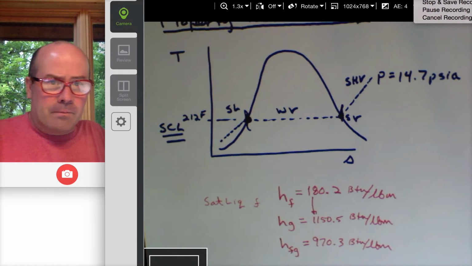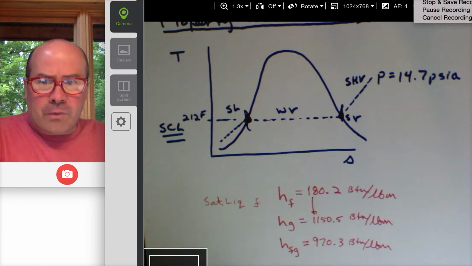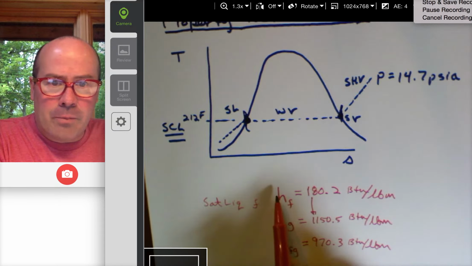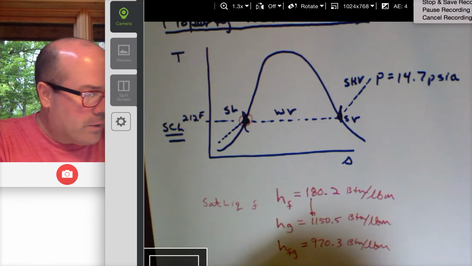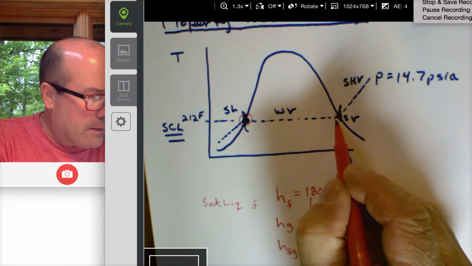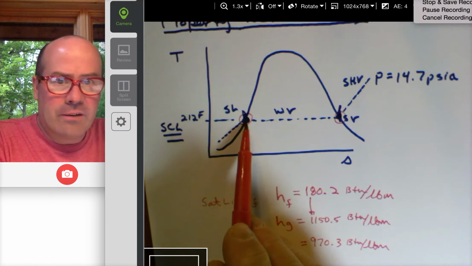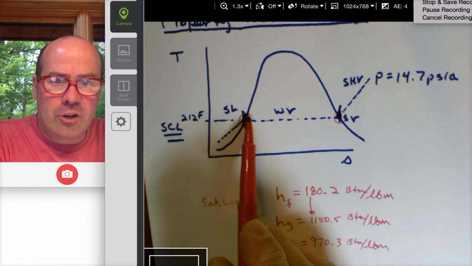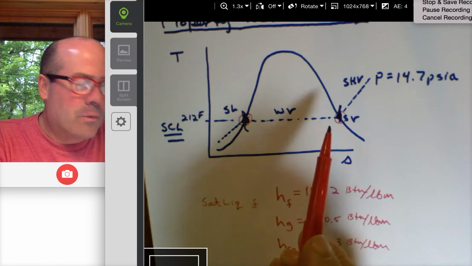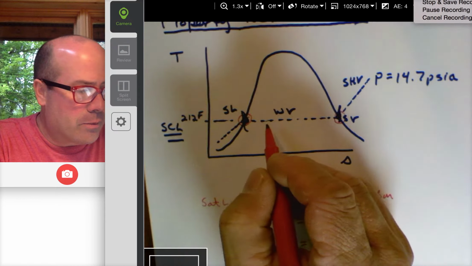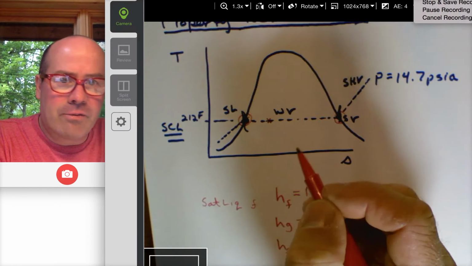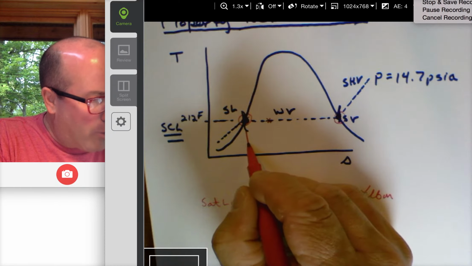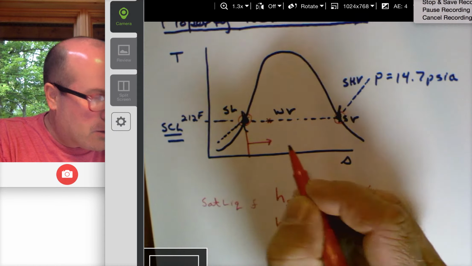So the question that I would have if I were a student is, okay, we can find the enthalpy here, and we can find the enthalpy there. This is hf, this is hg. We can find out how much energy it takes to go from here to there. But what if I wanted to find the enthalpy somewhere in between? What if I wanted to find the enthalpy right there? Well, we call that quality.